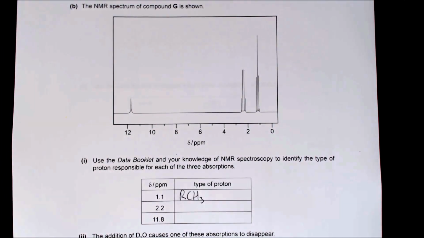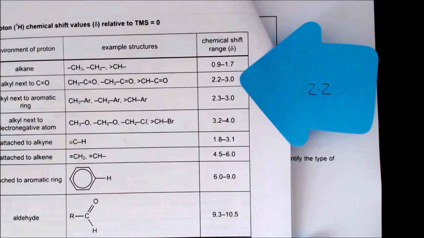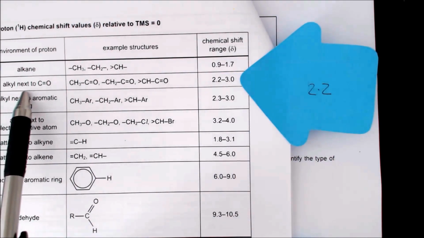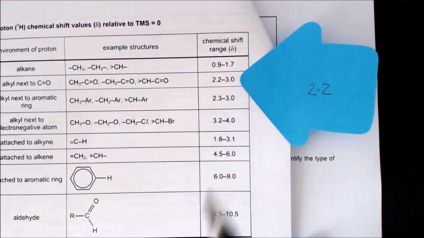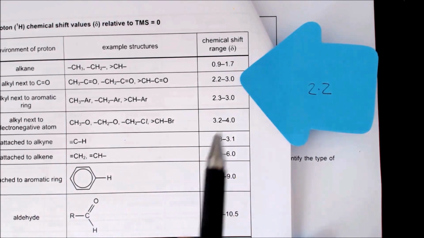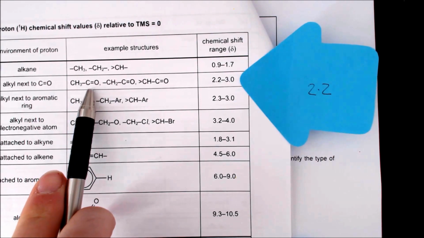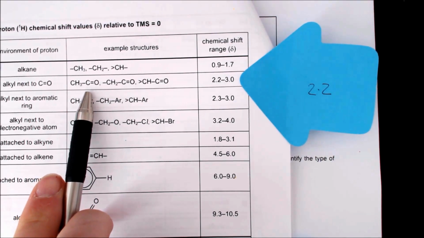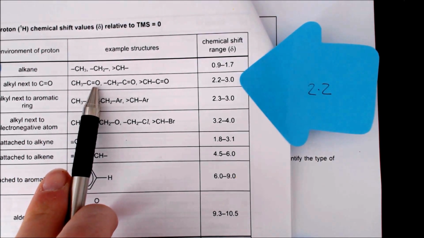The next one, 2.2. Let's throw this back in here. The only one which would fit with 2.2 is this group over here. So we've got an alkyl next to a carbonyl group, which is C double bond O. The alcohol could fit into this as well, that I showed you before, but because it's not a single peak that we've got, it wouldn't fit. So the only one that would fit at 2.2 is this one here. So really, we're looking for anything with an alkyl group there. It could be a CH2 C double bond O or CH3 C double bond O.